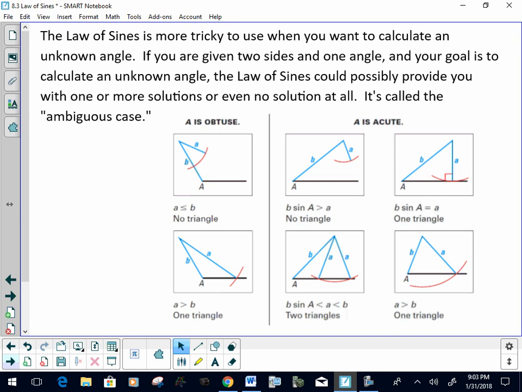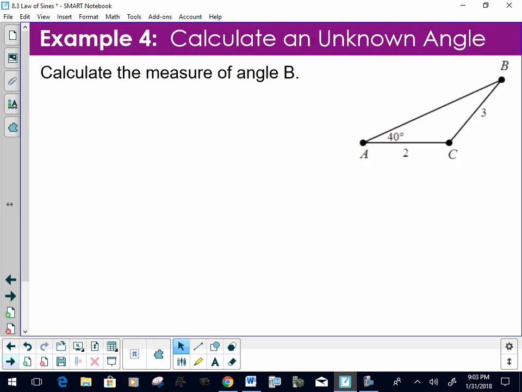So we have to be a little bit more careful when we're finding an angle. I want to go through one first that's straightforward, and then I'll show you some cases that are a little bit more ambiguous. So this says calculate the measure of angle B. So we have a triangle here. We have angle A 40 degrees right here. So that means this would be side A because it's the one across from angle A. And angle B is up at the top of the triangle there. And so 2 would be the length of side B.